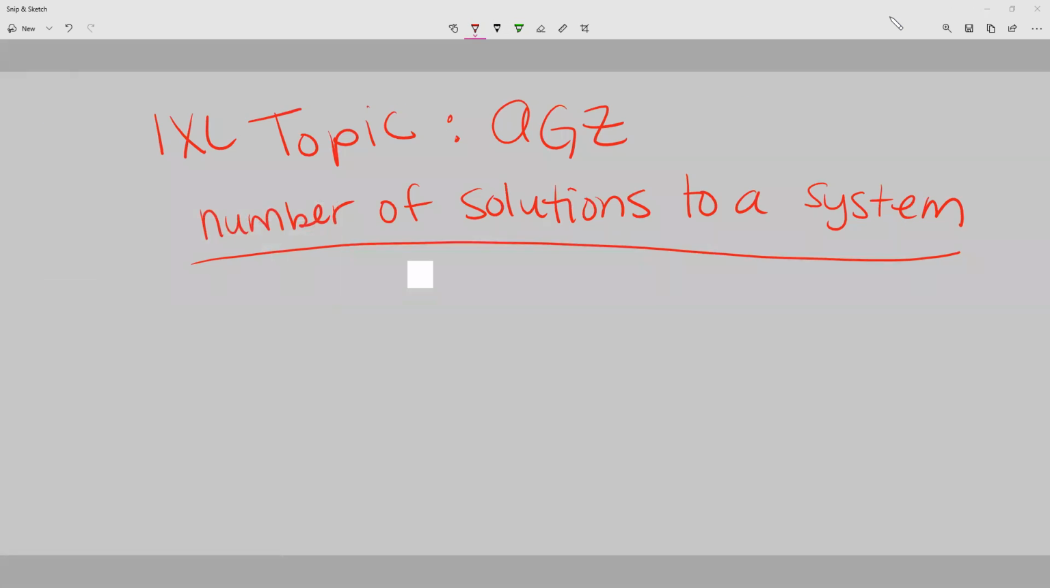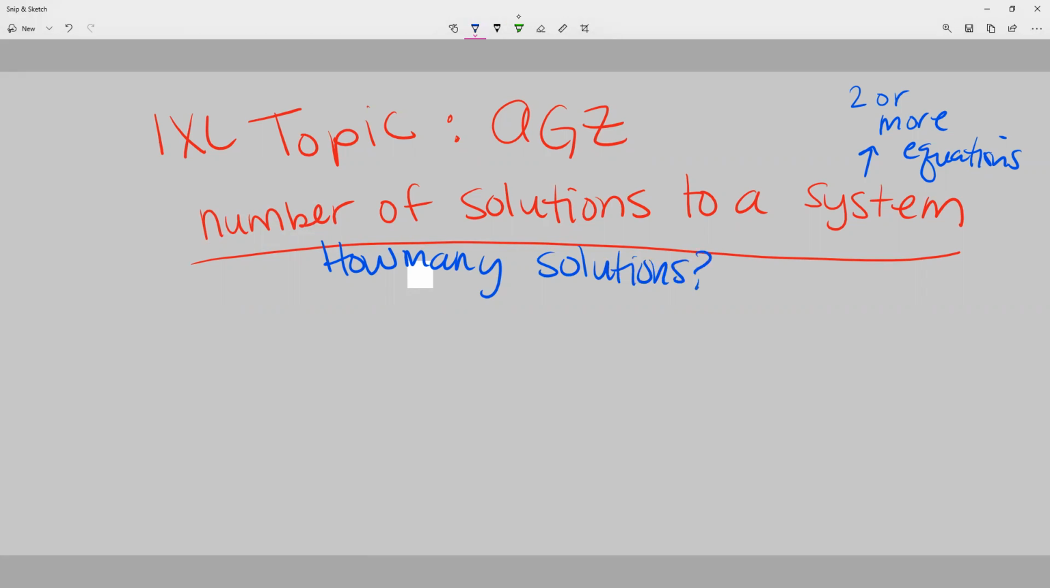So let's move on. So the newer topic today is IXL topic AGZ. And so this is how many solutions does a system have. So a system, remember, is 2 or more equations together. And so this one is specifically talking about how many solutions does it have. That's the question that this section is kind of answering. And really, if you think about 2 lines that are together on a graph, so if I'm looking at different graphs of lines being together, there's only 3 different things that can happen when you put 2 lines on a graph.